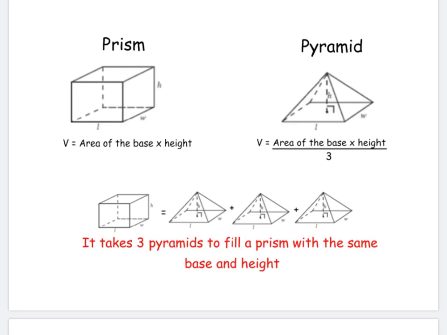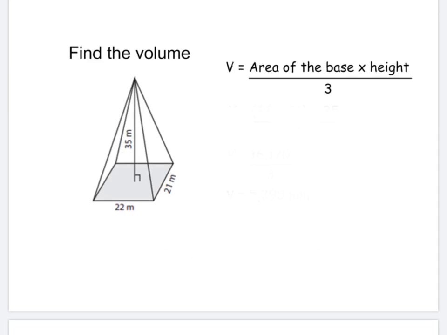So the formula still is volume equals area of the base times the height, like it was for the prism. However, because three pyramids can fill up one prism, you have to take that and divide it by 3. So the volume of a pyramid is the area of the base times the height divided by 3. So let's take a look at this pyramid.